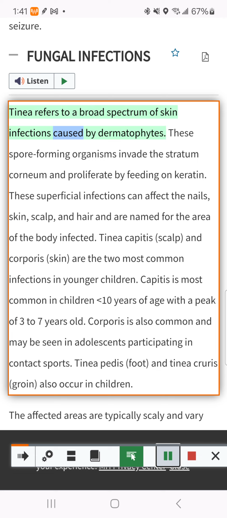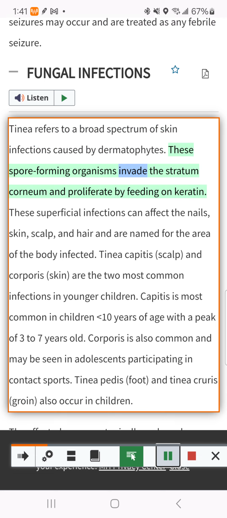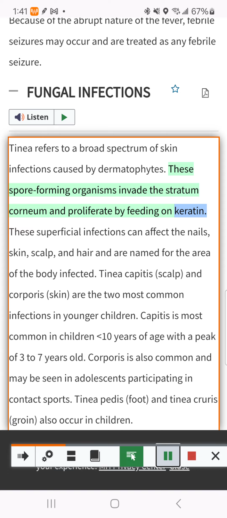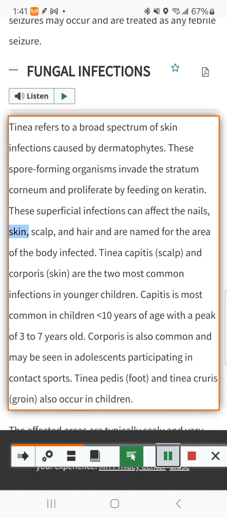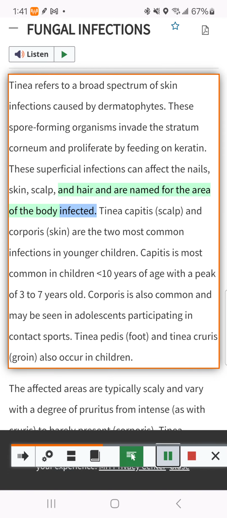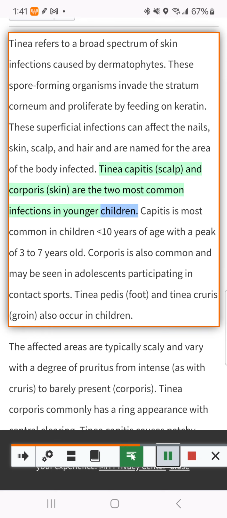Tinea refers to a broad spectrum of skin infections caused by dermatophytes. These spore-forming organisms invade the stratum corneum and proliferate by feeding on keratin. These superficial infections can affect the nails, skin, scalp, and hair and are named for the area of the body infected. Tinea capitis, scalp, and tinea corporis, skin, are the 2 most common infections in younger children.